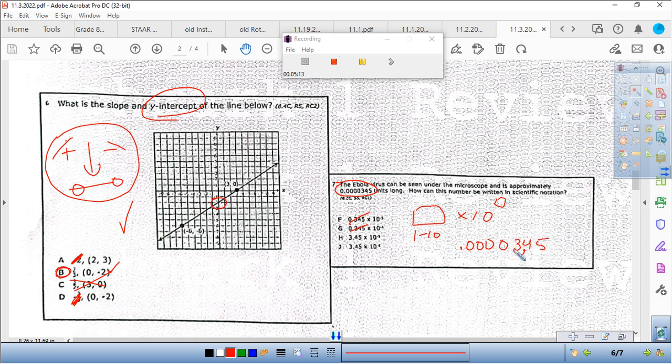345. So I'd put the decimal here. Wait, 1, 2, 3, 4, 5. So it'd be 3.45 times 10 to the negative 5. 1, 2, 3, 4, 5. Yeah, to the negative 5. So that'd be it. Yeah, I think it's J. It looks more like J.